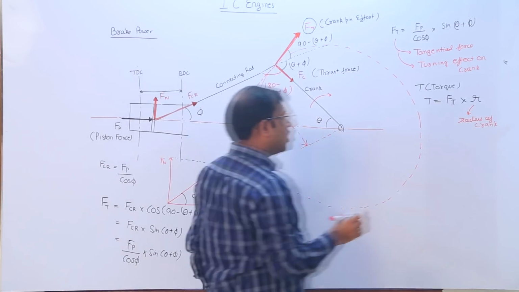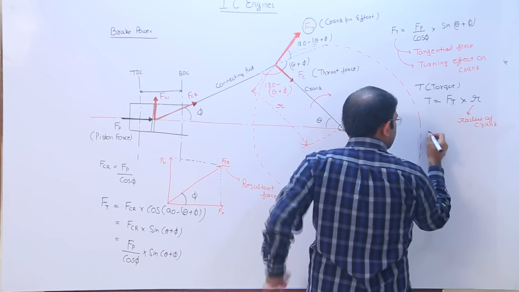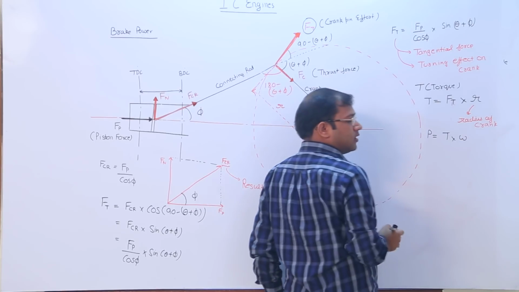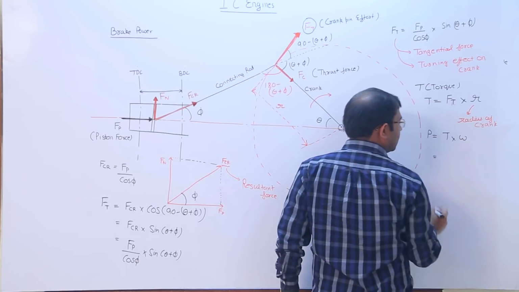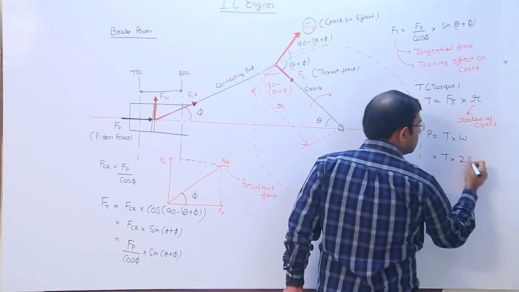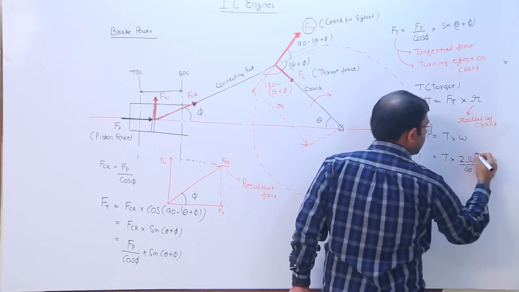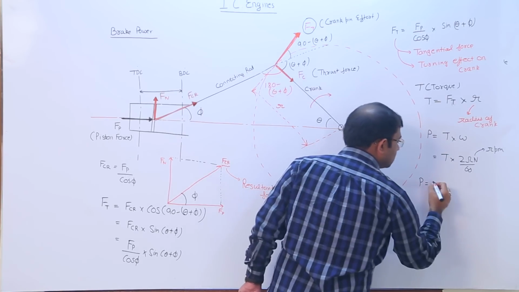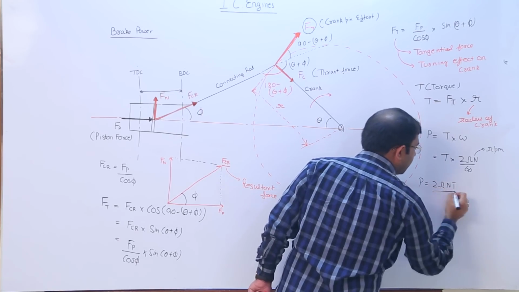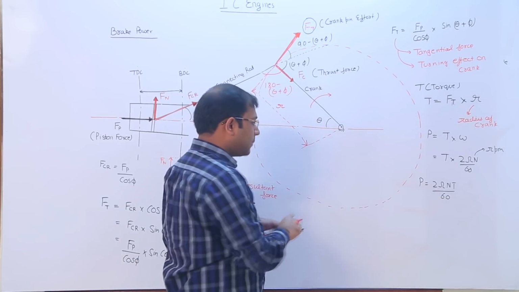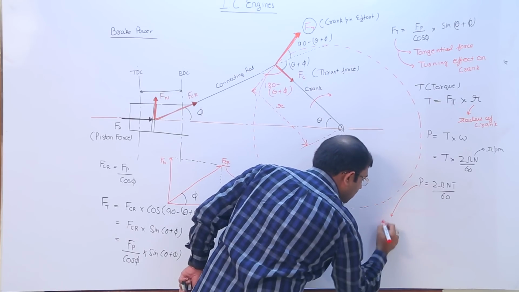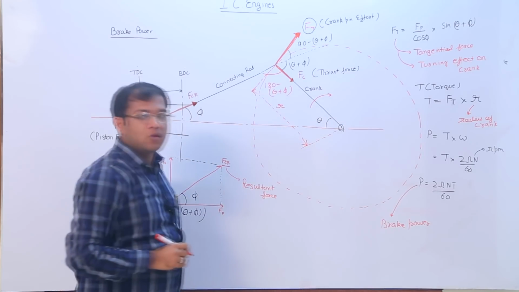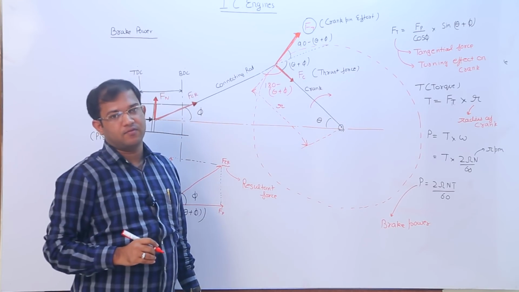Fine. And what will be the power? See, the power is nothing but your torque into angular speed omega, and the expression simply can be written as torque into 2 pi N by 60, where N is nothing but your RPM. So your power becomes 2 pi N T by 60, and this power is nothing but your brake power, the useful power developed at our crankshaft. Fine.